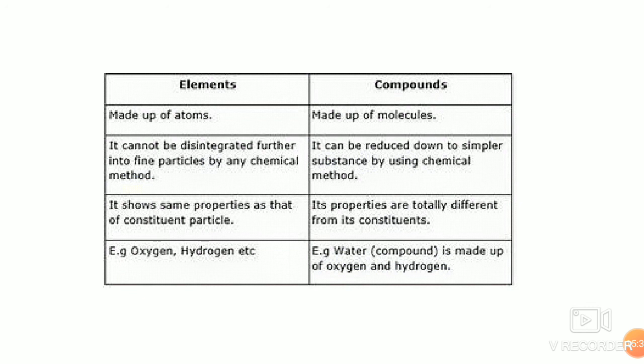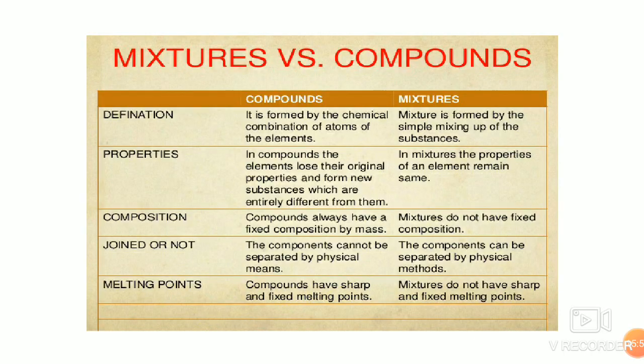Examples we know: elements, oxygen, hydrogen, etc. Compounds, water, right, made up of oxygen and hydrogen. Right now we have done carbon dioxide, made up of carbon and oxygen. Let us move forward to learn the difference between mixtures and compounds as well.